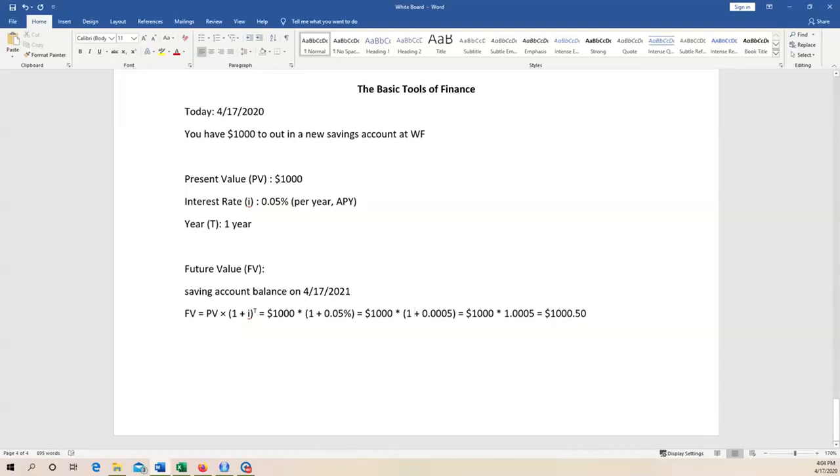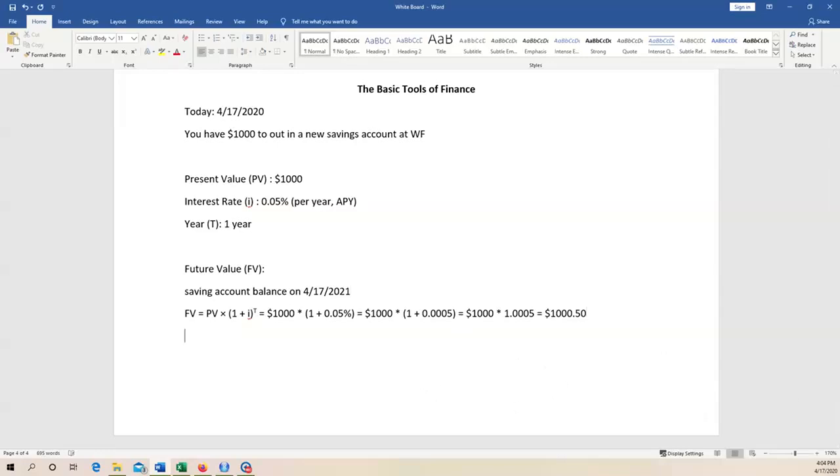Okay. So your savings account balance will be $1,000 plus 50 cents. That's the future value for the 1,000 US dollars, which is called the present value, the amount of money you put in your new savings account at Wells Fargo today, right? And with annual interest rate 0.05% for how long? For 1 year. That is the 1 year ahead future value.